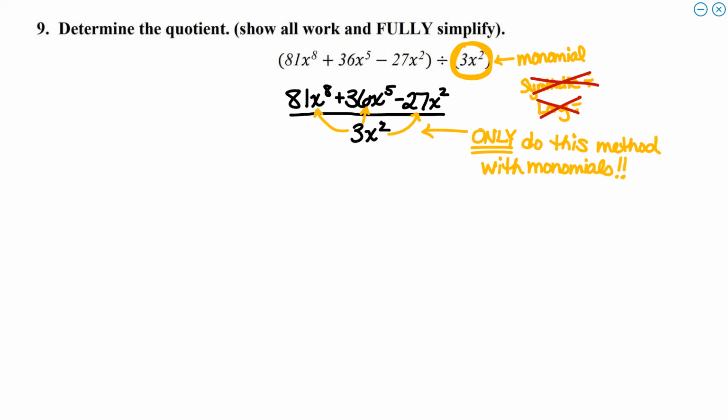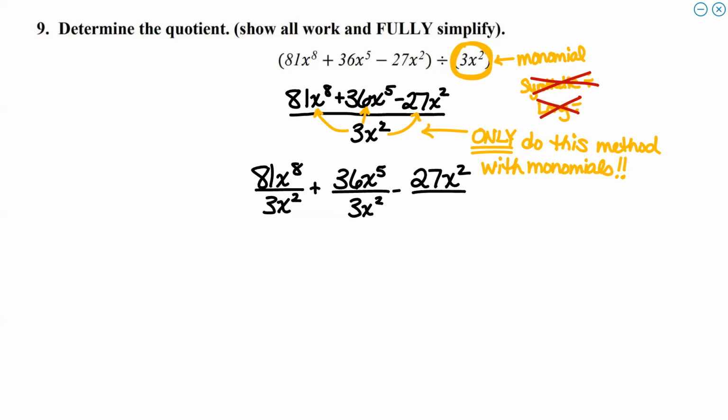If you see a plus or a minus in the thing that you are supposed to be dividing it by, you don't use this way of doing it. Only when you have a monomial. All right, so I'm going to write down what it looks like after I distribute it. So 81x to the 8th over 3x squared plus 36x to the 5th over 3x squared minus 27x squared over 3x squared.